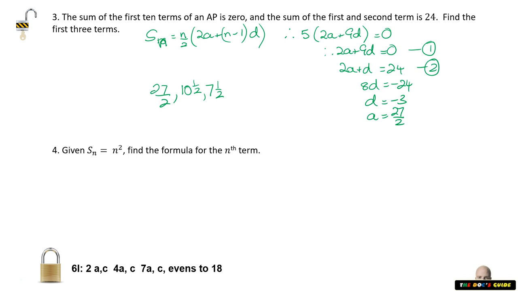And last example, given that Sn is n squared, find the formula for the nth term. So this is our expression that the nth term is the sum of the first n terms minus the sum of the first n minus 1 terms. The first n terms add up to n squared. The first n minus 1 terms will add up obviously to n minus 1 squared. So we simplify this: n squared minus n squared plus 2n minus 2. So that gives us 2n minus 2 as the formula for the nth term.